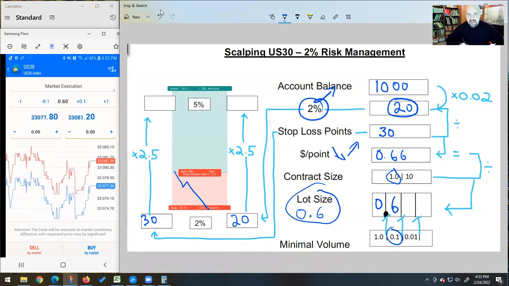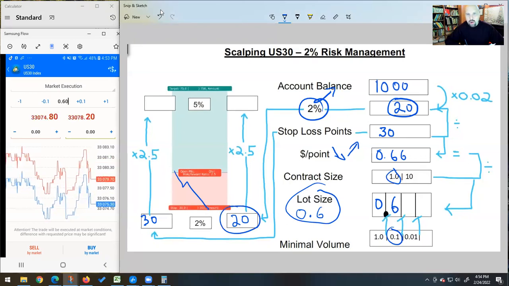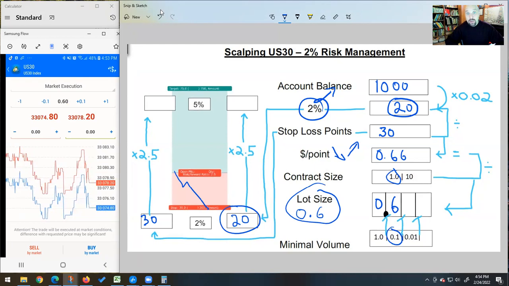So that said, if you lose your 2%, oh, we don't want to do that. That's why we have that safety net. I'd rather lose $20 than $1,000. I agree on that one.